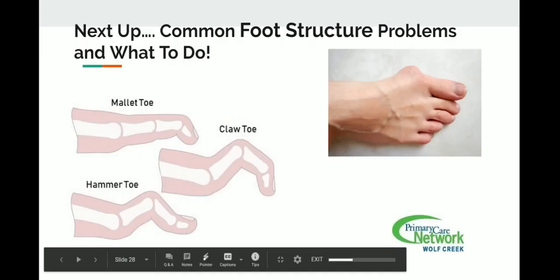Next up is common foot structure problems and what to do.